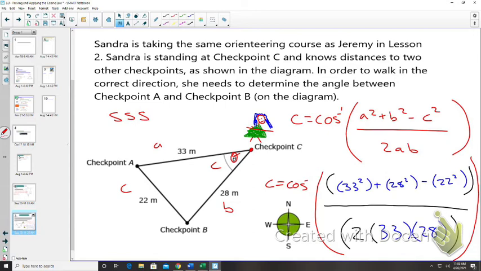Okay, now let's close our numerator bracket. Now divide. Now we'll open the denominator one, and then we're gonna do 2 times 33 times 28. Close the denominator one, and then close all of them. Now enter. Voila. 41 degrees. My only issue was I missed a couple brackets.